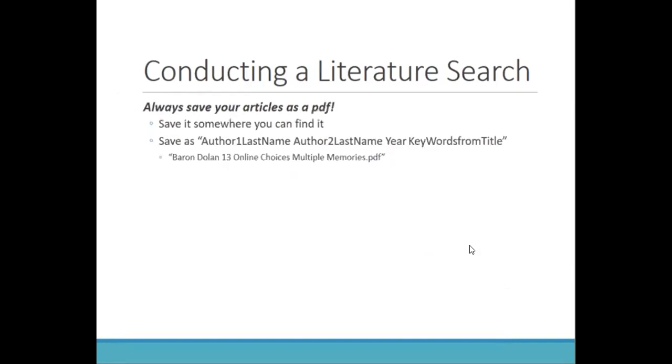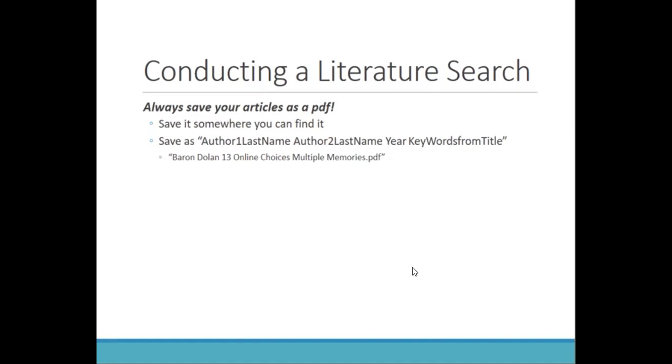Okay, so in terms of things to think about when you're conducting a literature search, always save the article as a PDF and save it somewhere where you can find it. Don't just save it in the automatic downloads file, create a file somewhere. Now, another really important part is to save it as something that will help you identify it. Too often I see students saving articles as just random things. The system that I would recommend is you use the first author's last name, the second author's last name, the year, and then a few keywords from the title.